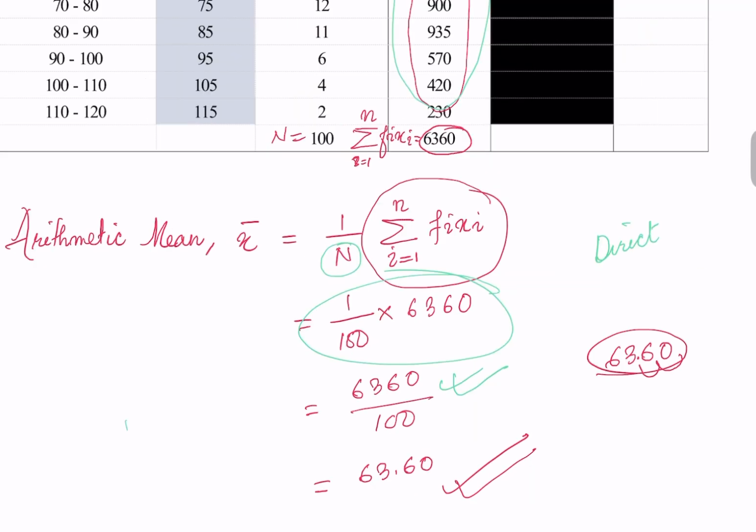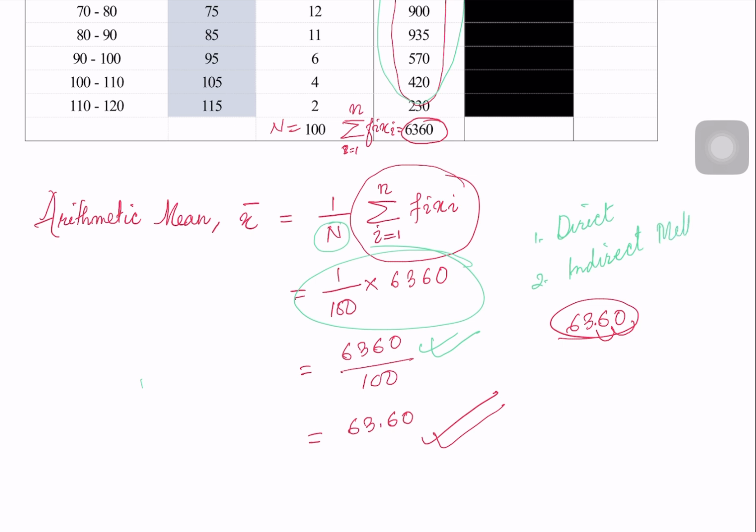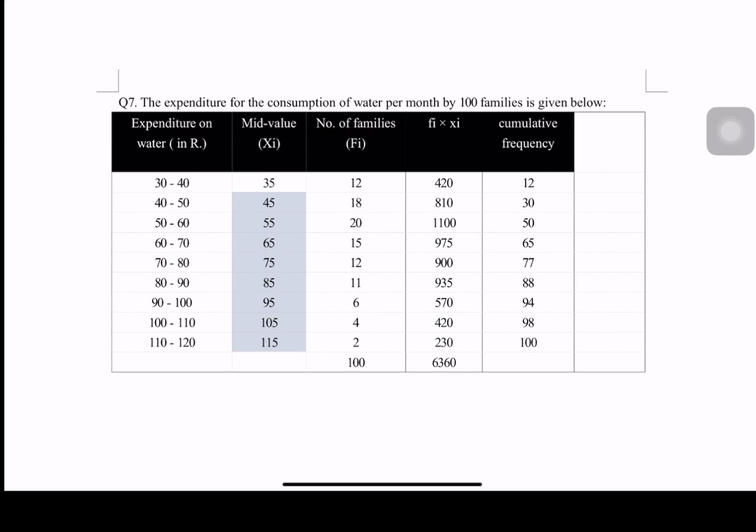Number one, there is the direct method. Number two, there is the indirect method. But you don't need to learn all of these. Once you master one method, then you can solve all of them. Okay, next, let's go to find the median.